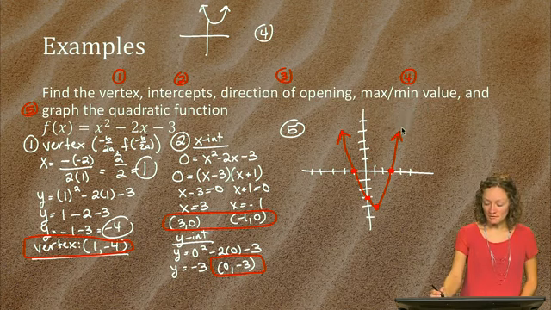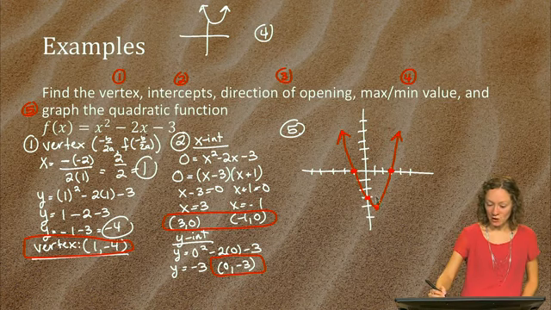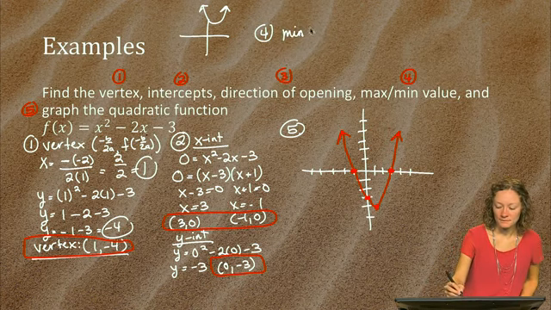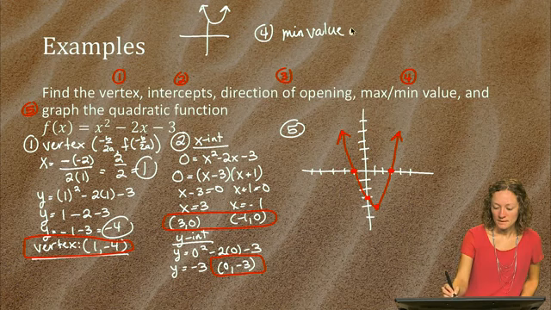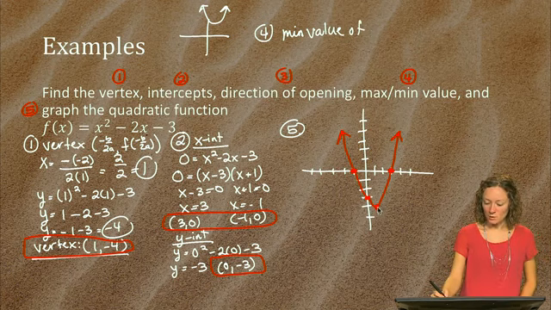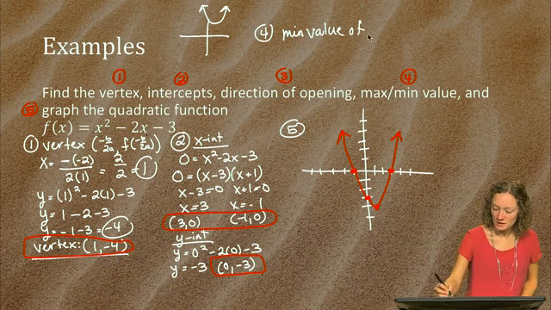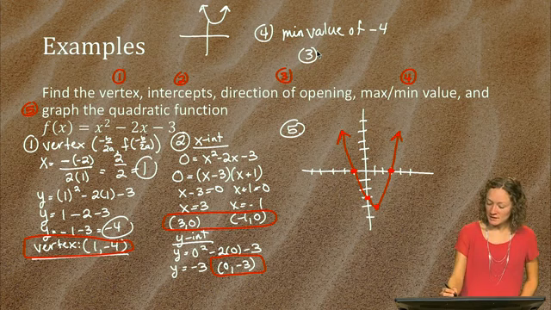Our max or min value, do we have a max or min value here? In this case, we have a minimum. We have a lowest spot. And that lowest spot is what? -4, right? The k-value of your vertex. And then our direction of opening, pretty simply, is up.